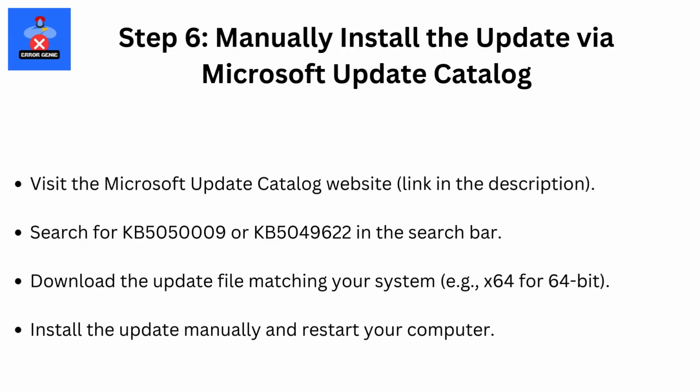Step 6. Manually install the update via Microsoft Update Catalog. Visit the Microsoft Update Catalog website, link in the description. Search for KB5050009 or KB5049622 in the search bar. Download the update file matching your system, e.g., x64 for 64-bit. Install the update manually and restart your computer.